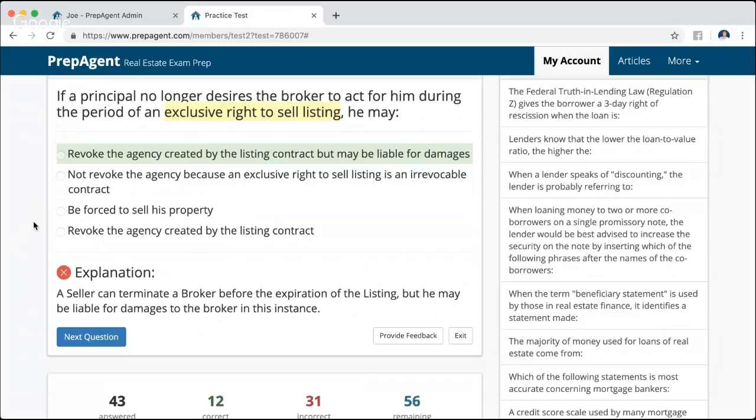Which one of those do you not need to prove that you're the procuring cause of the buyer? What do you guys think? And the answer is exclusive right to sell.